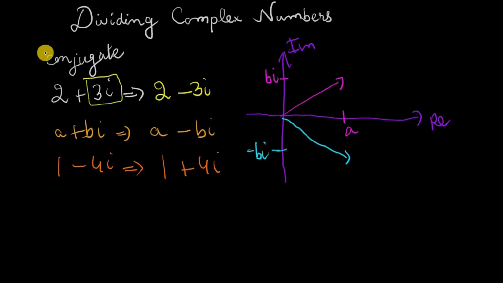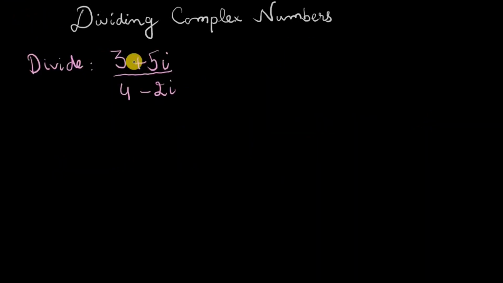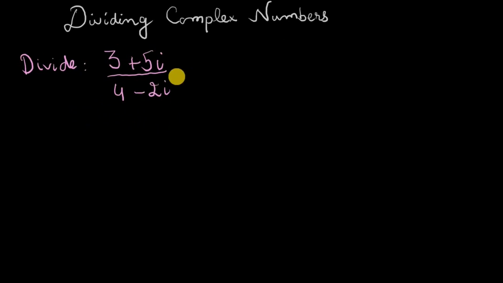Now let's think about where this conjugate could be useful. Let me snap my fingers and make it all magically erase. And as you can see, a question also magically appeared from nowhere. We're asked to divide the complex number 3 plus 5i by the complex number 4 minus 2i. There's no obvious way to simplify this expression. We have an i in the denominator, and we're dividing two complex numbers, so we should ideally get another complex number that has some real part and some imaginary part. So how do I get there?